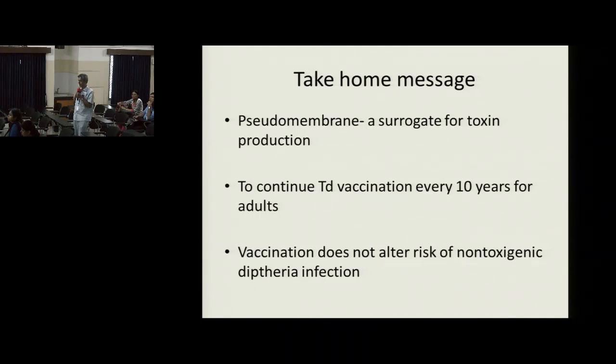And one more thing happens because of the pseudomembrane. The pseudomembrane affects the epiglottis and can actually cause stridor. So you can get acute stridor, which requires tracheostomy. You get palatal palsy, and patients can die of myocarditis.